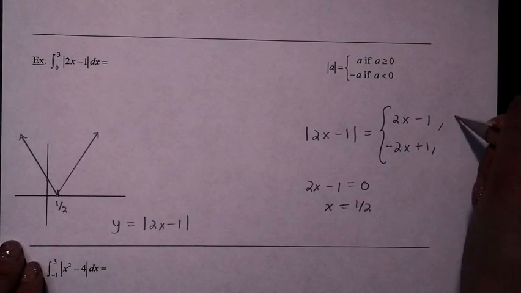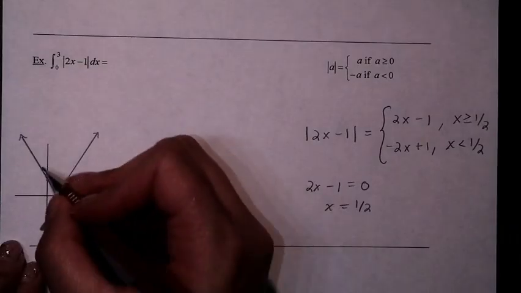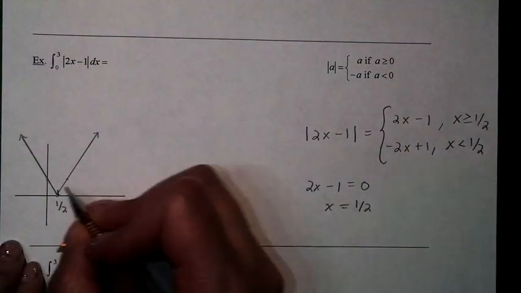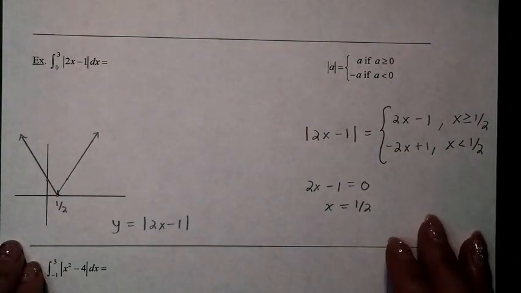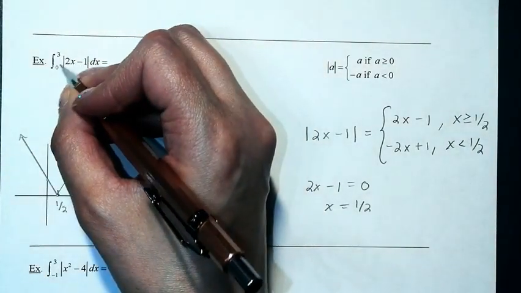This is for x when it's greater or equal than 1/2, and this is going to be x when it's less than 1/2. Okay, why? Because this is negative, the slope is negative, this one is positive. Okay, that's how you know. Now let's look at the area that they are asking. What area are they asking?